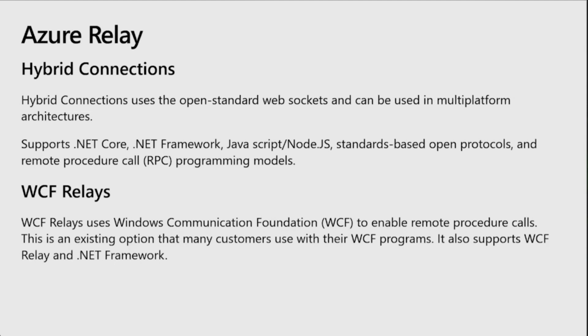So with hybrid connection, it uses open standard WebSockets, and it can be used across platforms. So with hybrid connections, you can have an on-prem app running Linux, you can have an on-prem app running Windows, and it doesn't matter. You can use a hybrid connection to publish that application so that it's available to clients on the internet through Azure Relay.